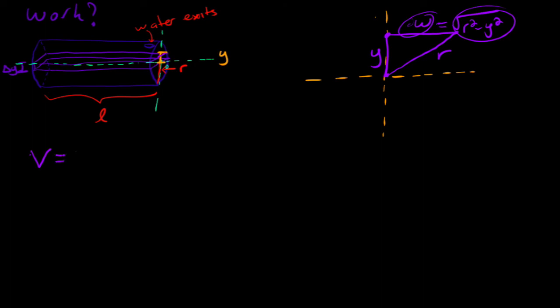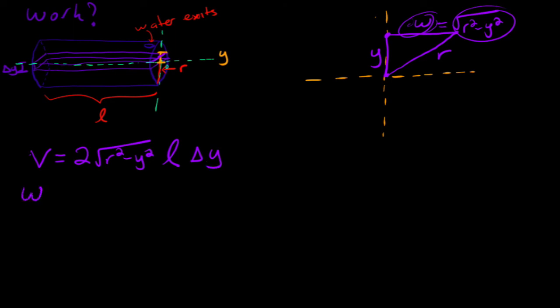So the volume is going to be not twice the width, but once the width, twice this w that I found right here, the square root of r squared minus y squared, times L, the length, and then times delta y.